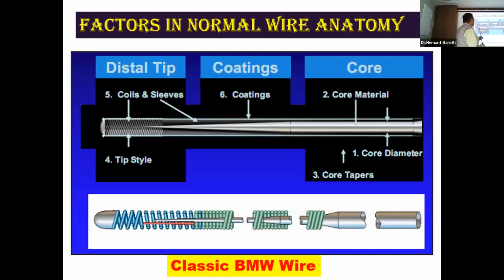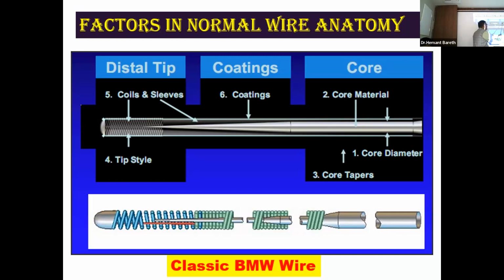Again, 5 things are important in any wire, and that will decide what kind of wire it is. Number 1, the core diameter. As I said, if the core diameter is thicker, if this core is more, then it is more pushable. Number 1, it will give more support. Number 2, if you have to penetrate through the lesion, then it can do penetration also. So if you have a larger core, that is how it will be.